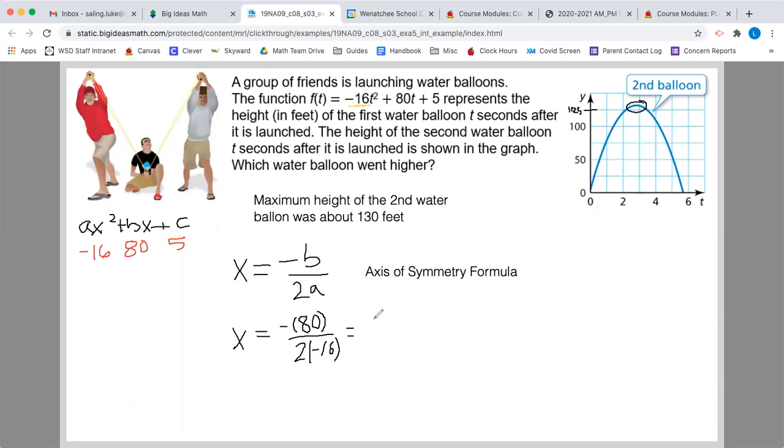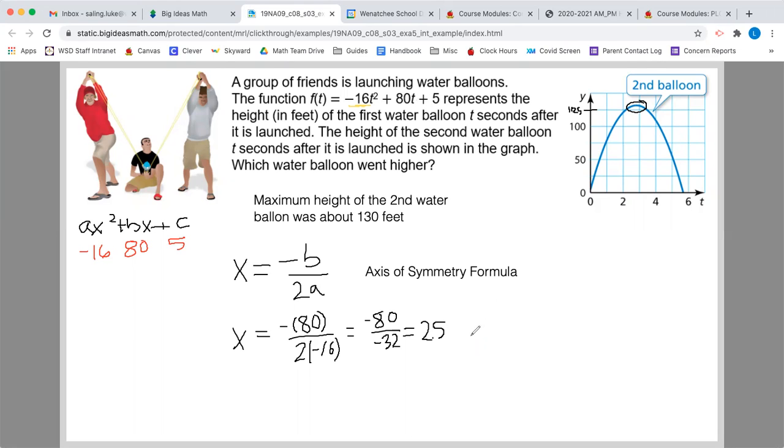Anyway, negative times 80 would be a negative 80. And then 2 times negative 16 is negative 32. And then if we were to do this division, we would come out with 2.5. When we're talking about time, it's generally a better idea to use a decimal rather than a fraction. So that's the reason why I've chosen to use 2.5 here instead of perhaps what might seem more conventional for my choices in this class, 5 divided by 2.